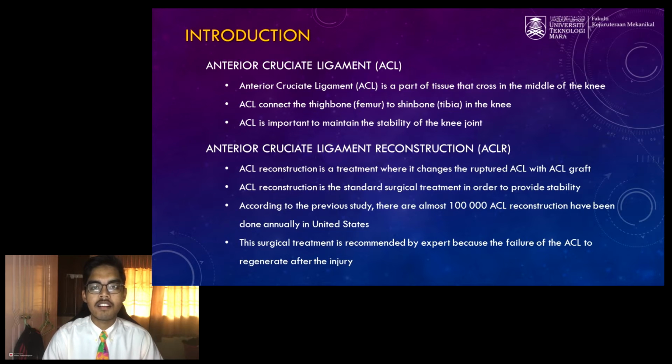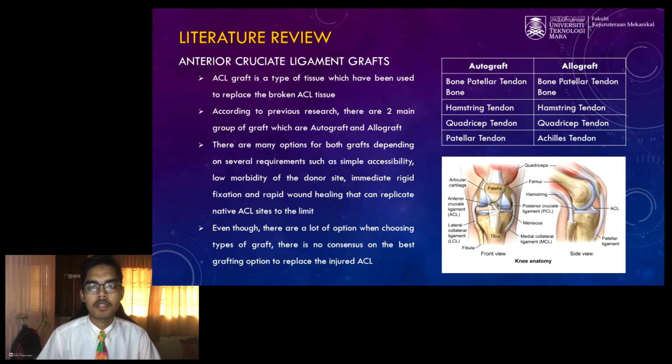Next is ACLR. ACLR stands for ACL reconstruction. ACL reconstruction is a treatment where it replaces the ruptured ACL with an ACL graft. It is the standard surgical treatment in order to provide stability. According to a previous study, almost 100,000 ACL reconstructions are done annually in the United States. This is because the treatment is recommended by experts because of the failure of the ACL to regenerate after the injury.